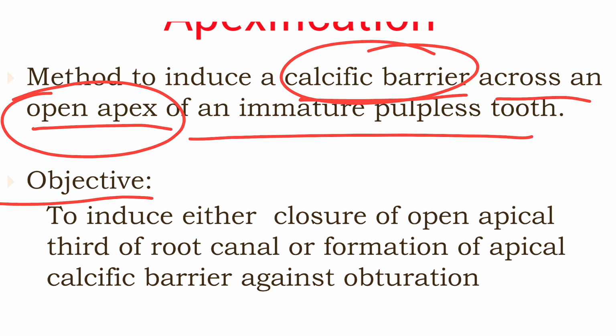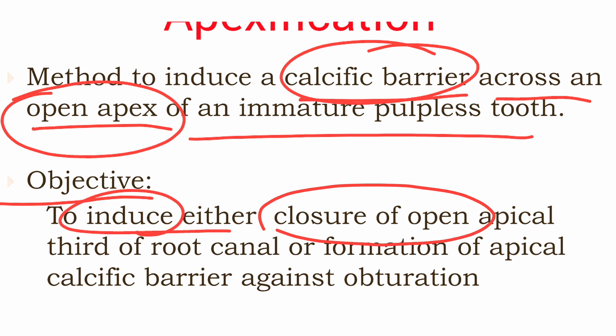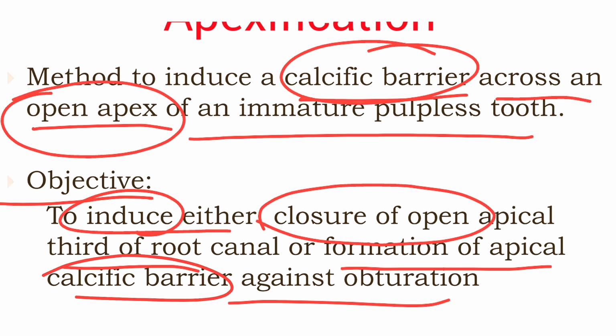Now let us see the objective of apexification: to induce closure of the open apical third of the root canal, or formation of an apical calcific barrier against obturation. So the main aim and objective of apexification is to close the open apex present at the apical one third of the root and to form the apical calcific barrier.